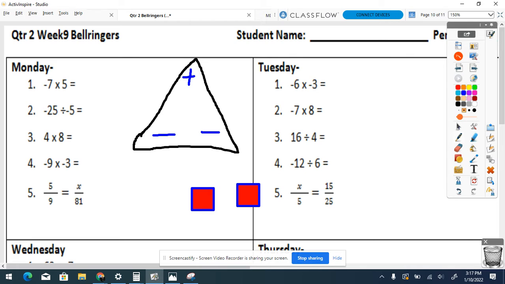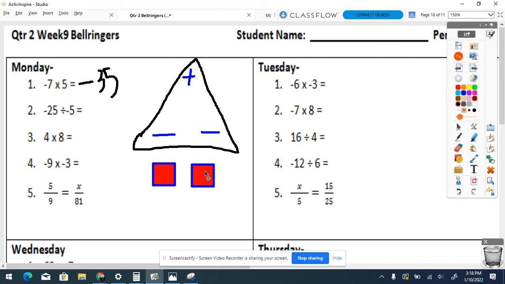So let's look at number 1 on Monday. I have -5 or -7 and +5. Well, they're different signs, so I have a negative and a positive. And you'll see I'm left with a negative sign. So that means my answer is going to be negative. And then we know 7 times 5 is 35. And it's really that simple. Okay, you just use the triangle to see what sign you need.